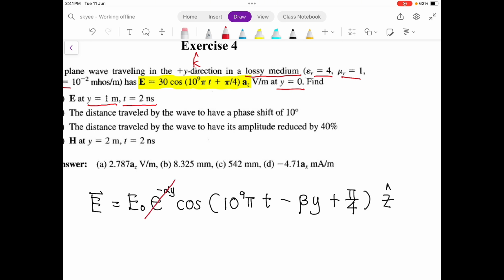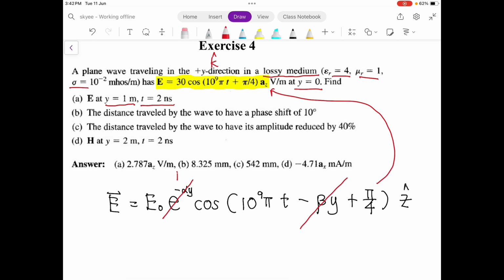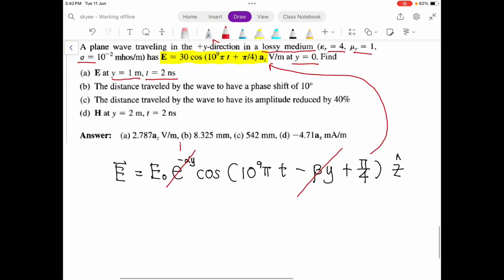Okay, this term over here will become 1. And this term also will be gone, because we have y equals to 0. So it leaves the equation which is exactly like this one. So the general equation is this. Before we are able to find the E at the position y equals to 1 and t equals to 2 nanosecond, we need to find out what is the alpha and beta, because we need these two values.